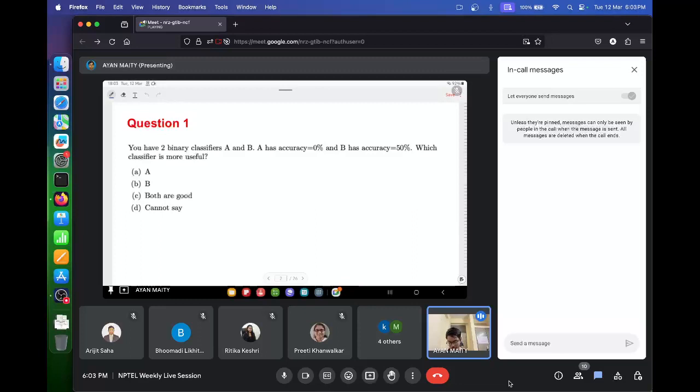You have two binary classifiers A and B. A has accuracy 0%, B has accuracy 50%. Which classifier is more useful? Option A is classifier A, option B is classifier B, option C is both are good, option D is cannot say. You can write your answers in the chat.